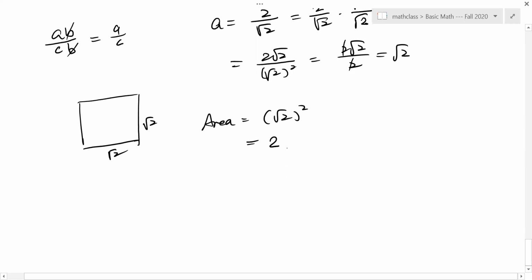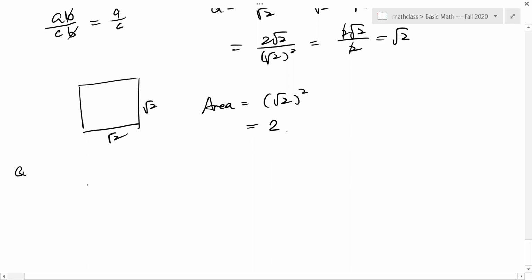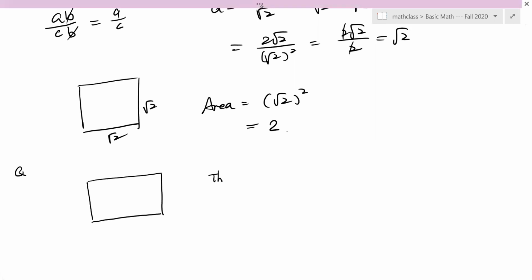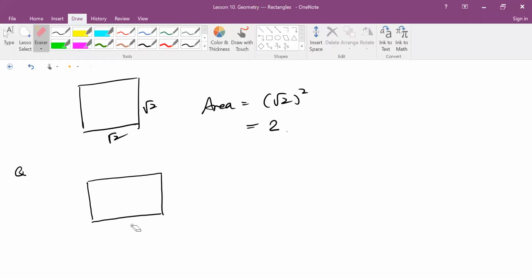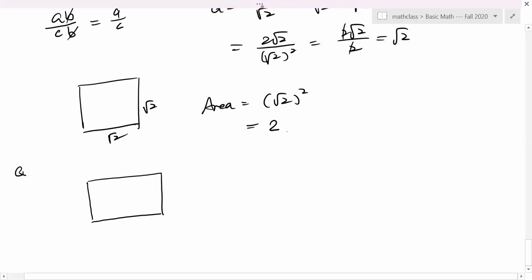All right, let's try another problem. Let's look at the area of the following one. I have a rectangle. This time let's leave it special. One side is 3 feet, and the other side is 4 feet long.